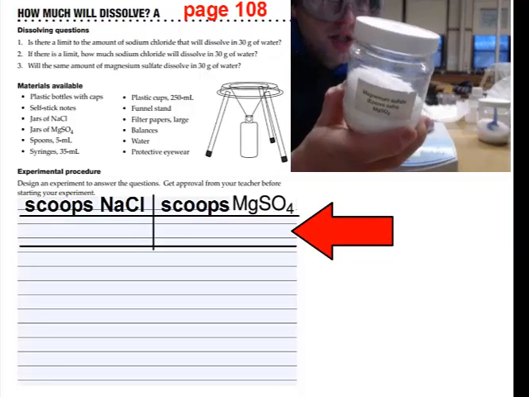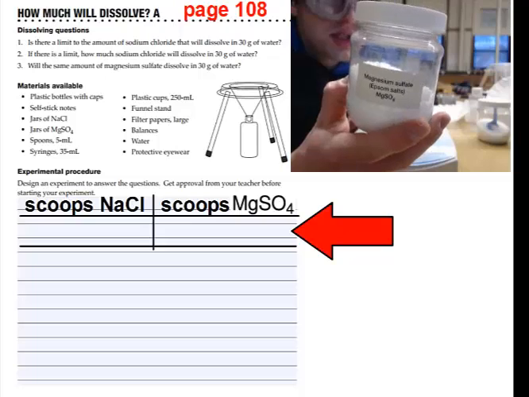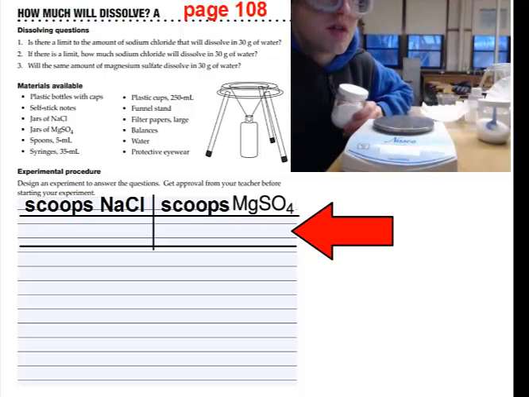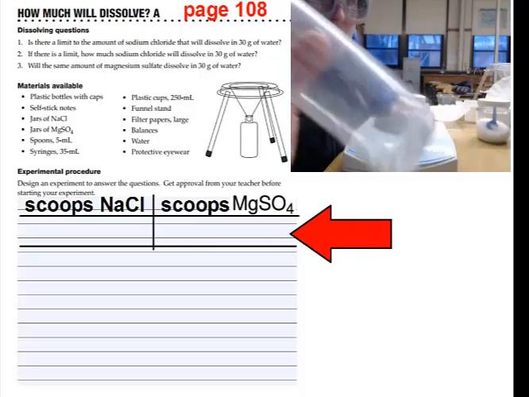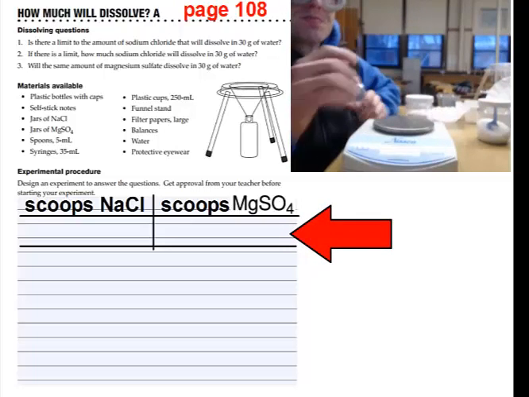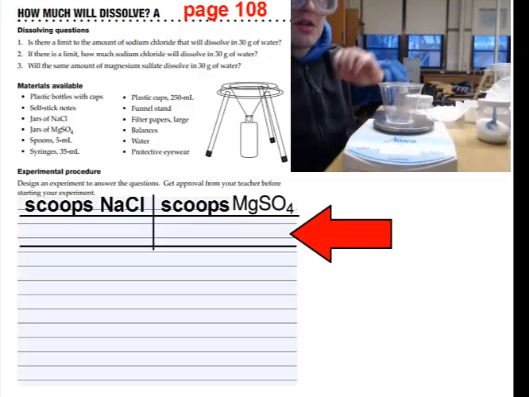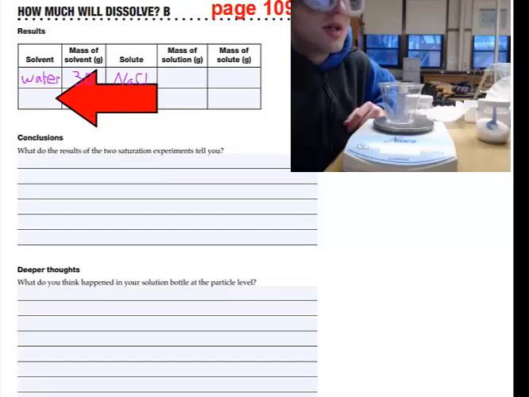Next, you're going to complete the shaking and saturating process for magnesium sulfate using the same steps as you did for the sodium chloride, keeping track of the number of scoops of magnesium sulfate it takes to make a saturated solution in the bottle. And once again, you'll find the mass of the liquid of saturated magnesium sulfate and record that data in the second row.